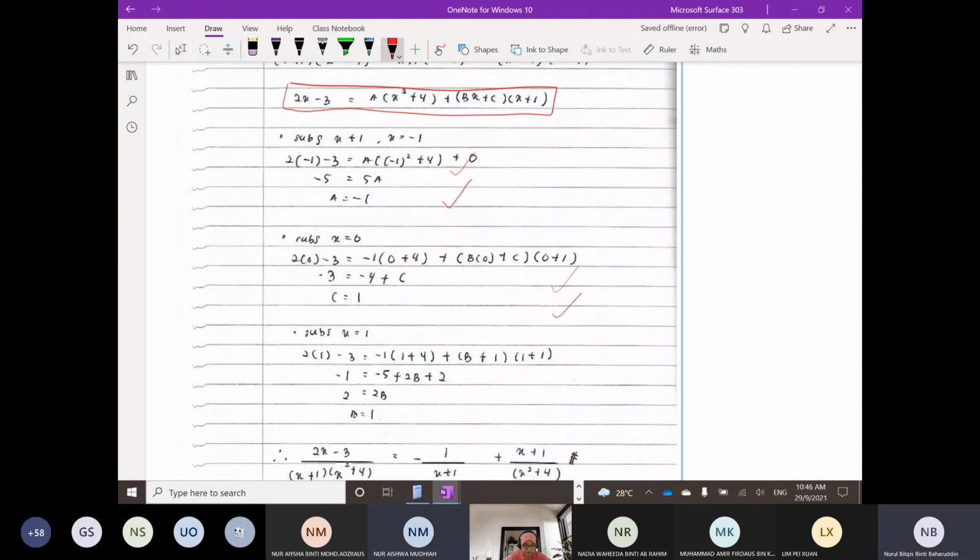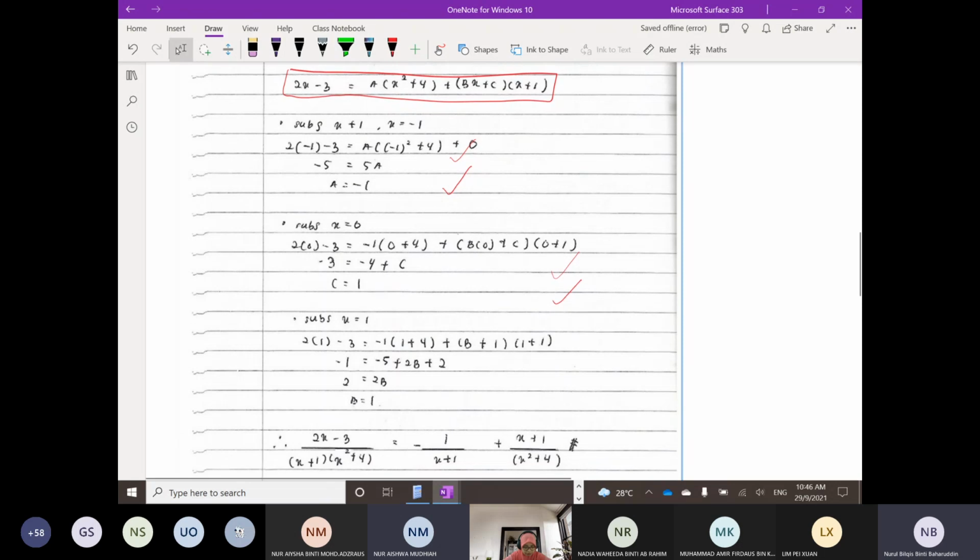Alright, next. Lepas tu substitute value x equal to 1. So dapat B dia 1. Okay, Aishwa. For the last unknown, B, can we substitute x to any number? For example, x equals to 2, x equals to 3. Can we do it? Or just x equals to 1? Rasanya x equal to 1 je. Are you sure x equals to 1 je?